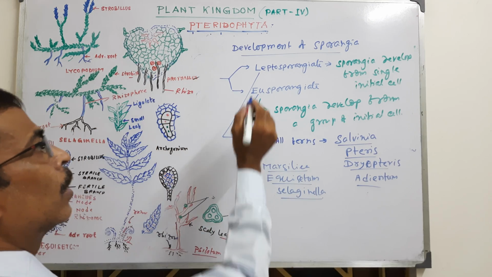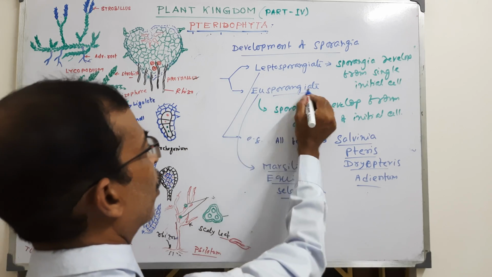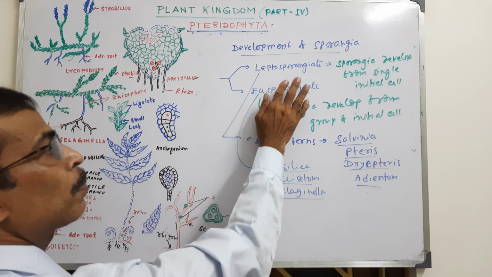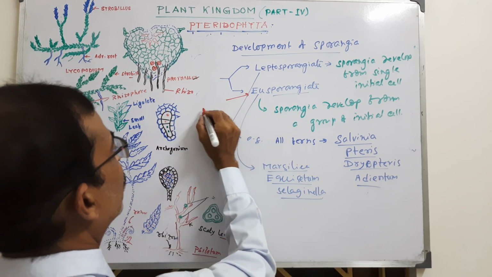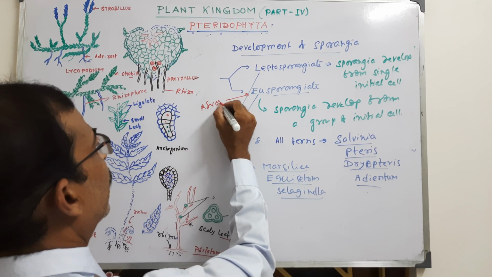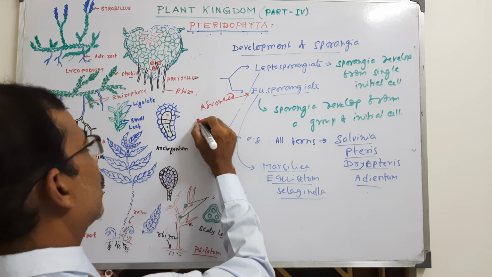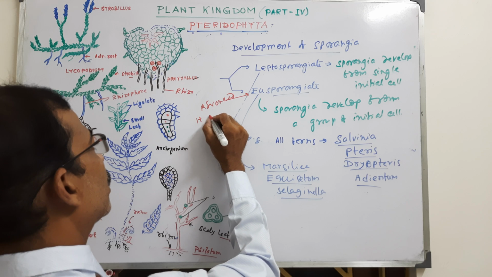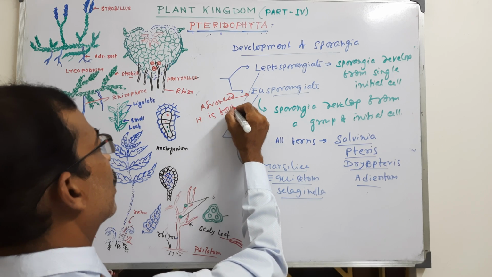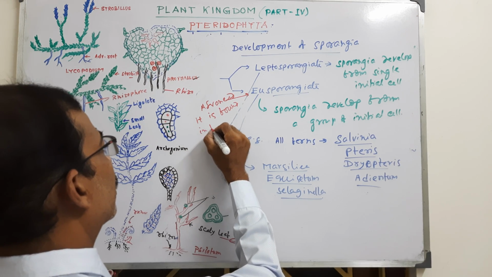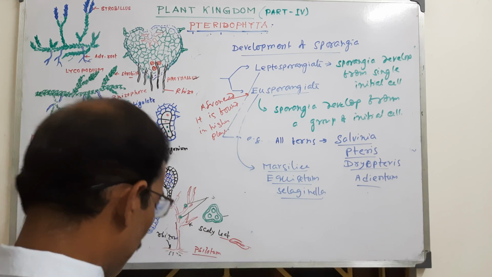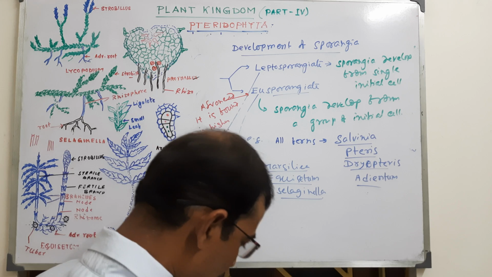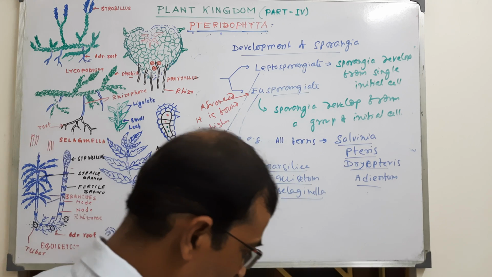Look here, the eusporangiate type of development is advanced because it is found in higher plants. So these are about the development of sporangia.